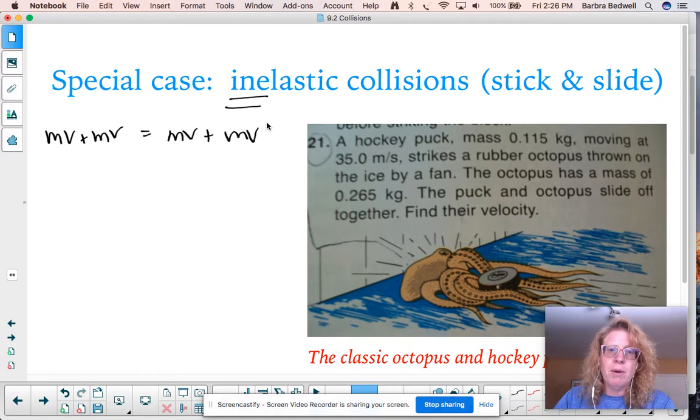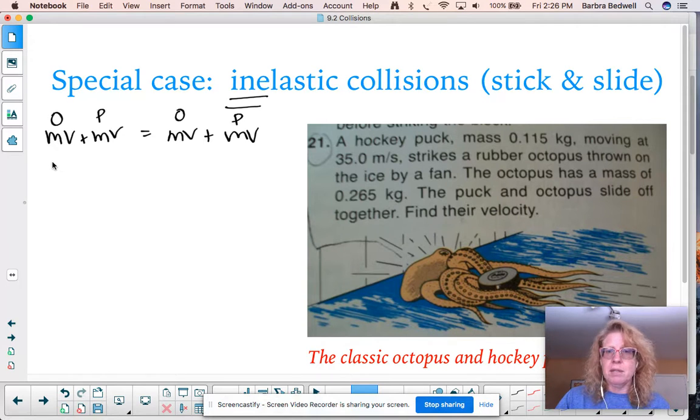Okay, so what am I writing here? Well, this would be the octopus, and this would be the puck. And this would be the octopus, and then this would be the puck. One of them is before the collision, and one of them is after the collision. You just plug in your numbers for what they are. So we've got a hockey puck that's moving at 35 meters per second, and it strikes a rubber octopus, gross, that's thrown on the ice. We're going to assume that it's just sitting there on the ice at first.